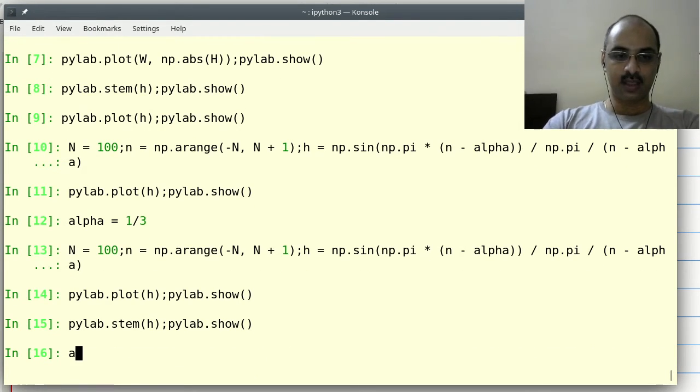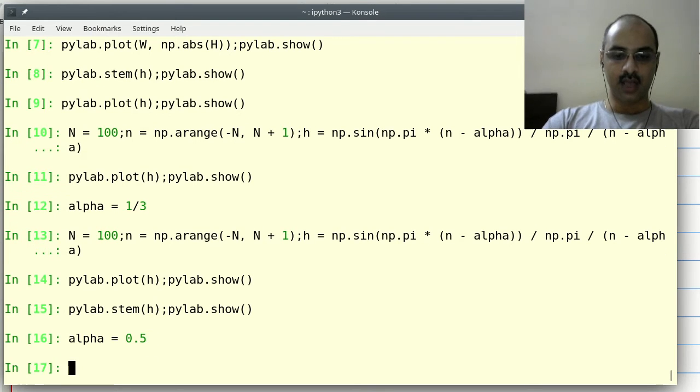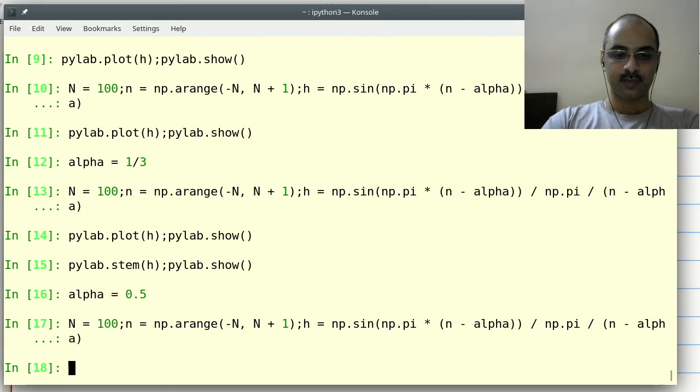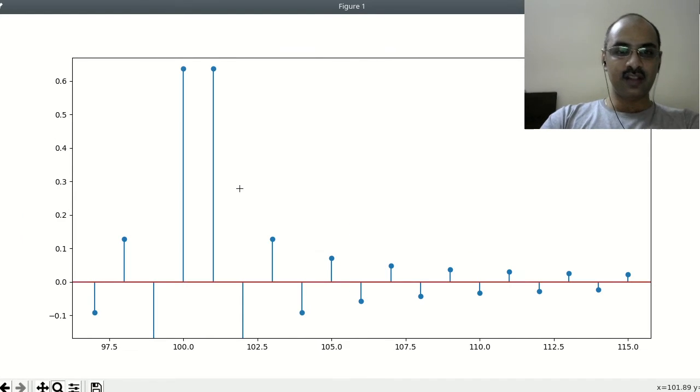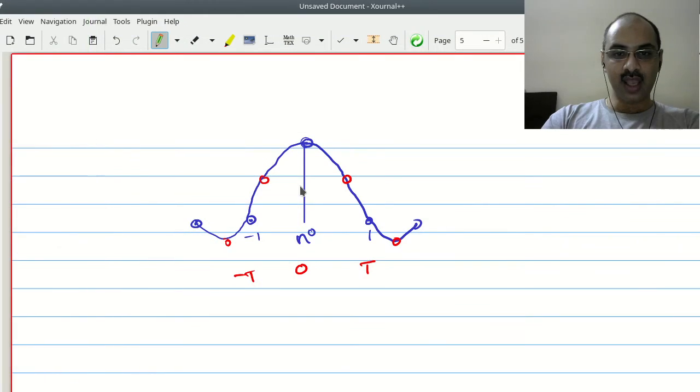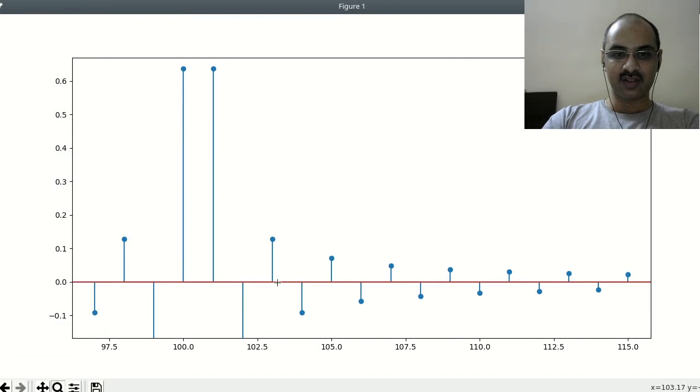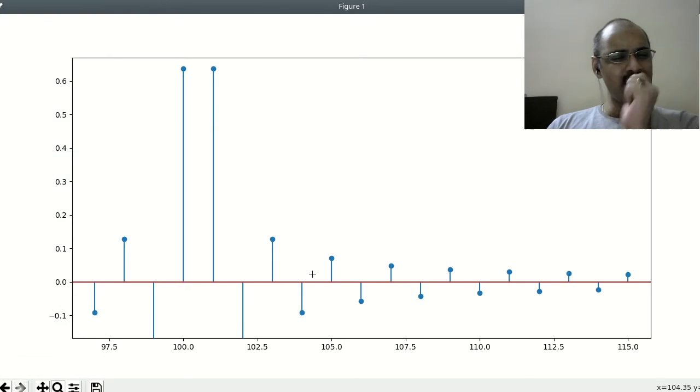I'll set alpha to be half, and we'll look at the filter again. If you look at the stem plot, as you close in, first things first, the value is over here, both of these are symmetric, and then it goes negative and then positive again, which is exactly as I had predicted over here. The value over here is positive, then goes negative, and then again positive, which you can see by drawing the other one. So it's positive, negative, then positive, and then negative, and so on. This is exactly what happens if you move the sampling point by half.